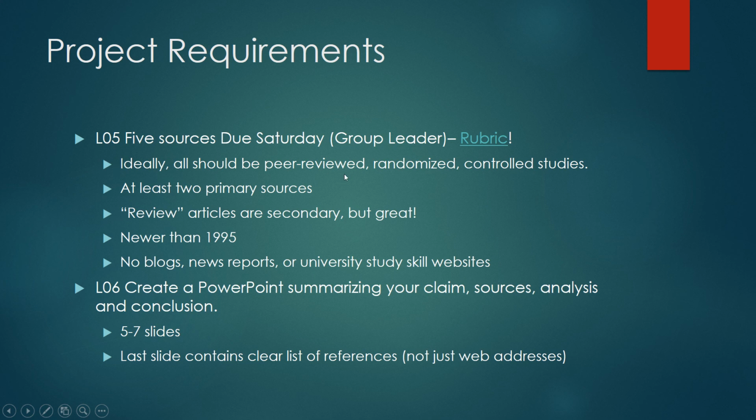Ideally, they would all be peer-reviewed, randomized, controlled studies. That would be excellent. But that doesn't always happen, but at least 2 of them need to be primary sources. Again, we're going to talk about that. Reviews are great articles, but they are actually secondary sources. So if you find those, that's awesome, but make sure you also have 2 primary sources. Make sure they're newer than 1995, no blogs, news reports, or just using like BYU Idaho's University Study Skill website.